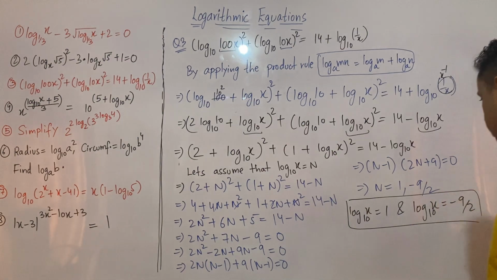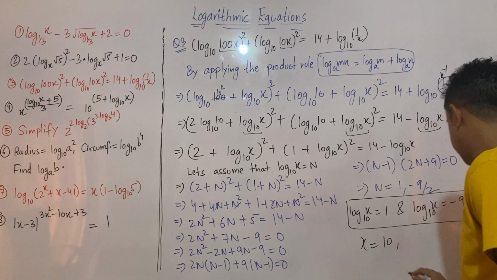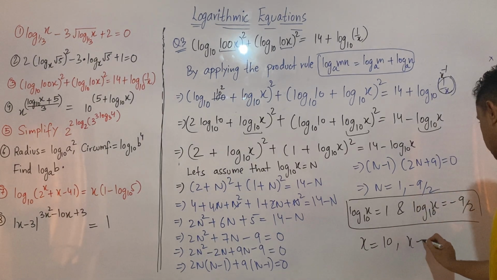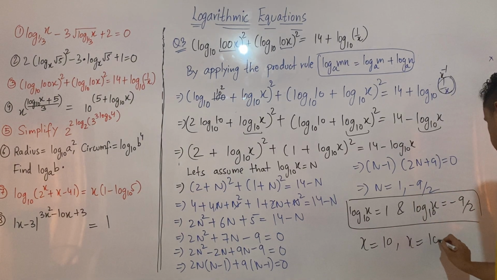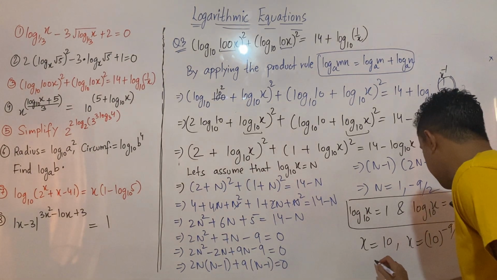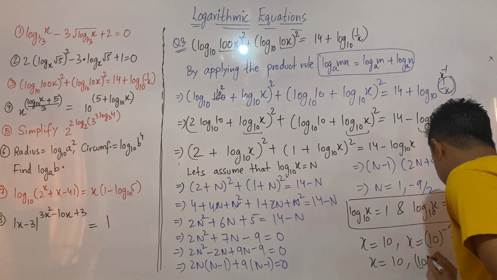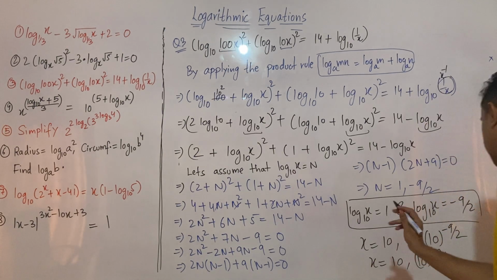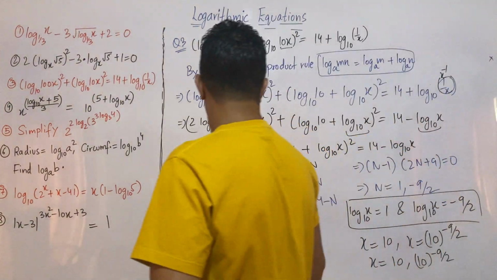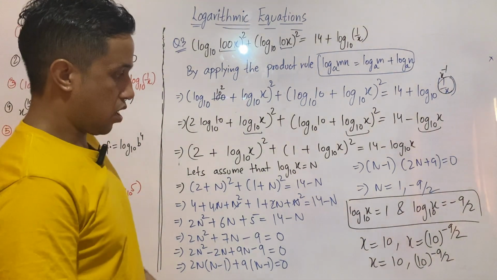So what's going to be the value of x from here? x is going to be 10 and x is going to be 10 raised to power minus 9 by 2, right? So x is going to be 10 and 10 raised to power minus 9 by 2. Okay, so this is going to be your answer, right?